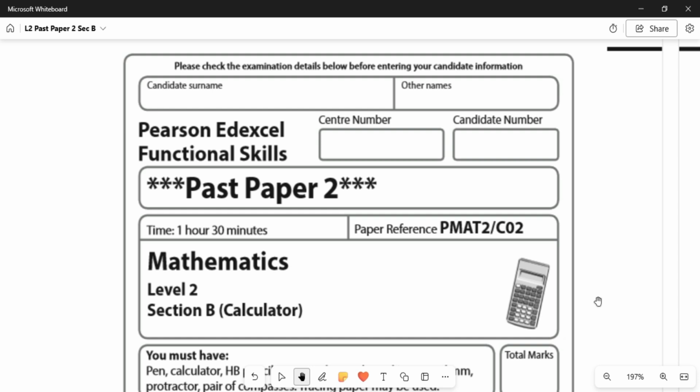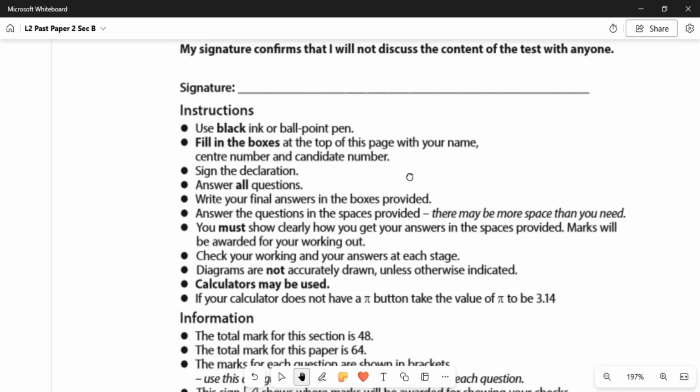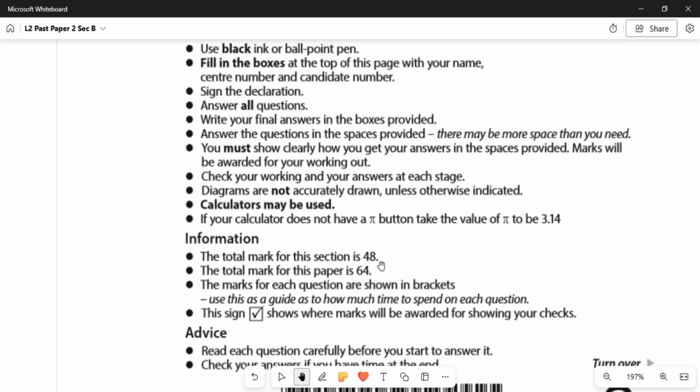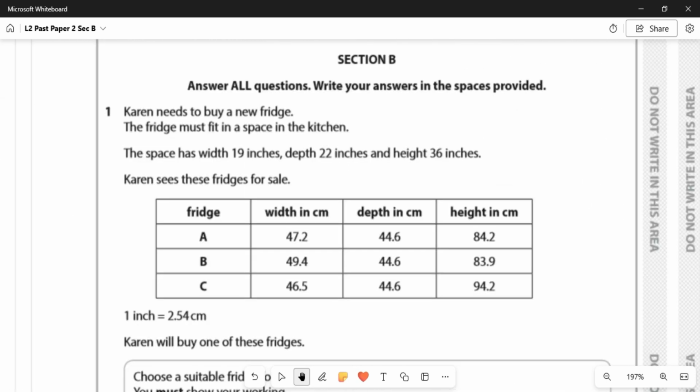Okay, so section B, this is the calculator one. And this should be the main section. It's worth 48 marks out of 64. So yeah, a lot of marks on this paper. Let's have a look at the first question. Question 1. Karen needs to buy a new fridge. The fridge must fit in a space in the kitchen. Space has a width of 19 inches, depth 22 inches, and a height of 36 inches.